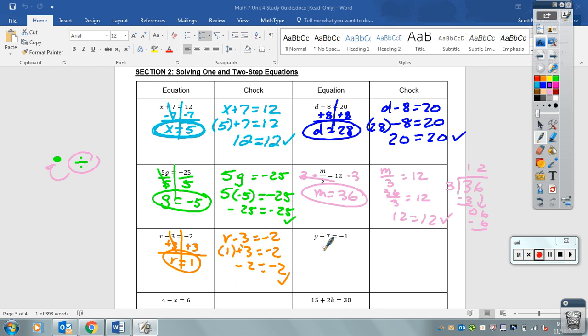y plus 7 equals negative 1. Minus 7, minus 7. y equals negative 1 minus 7, which is not negative 6. Don't try to do it in your head. It's keep, change, change. We don't do subtraction. 1 negative plus 7 negatives work together. That's 8 negatives. Got to know how to work with integers. y plus 7 equals negative 1.